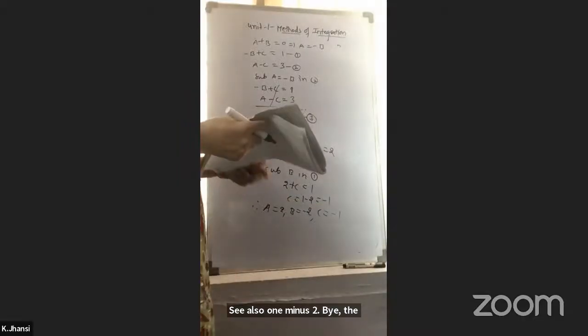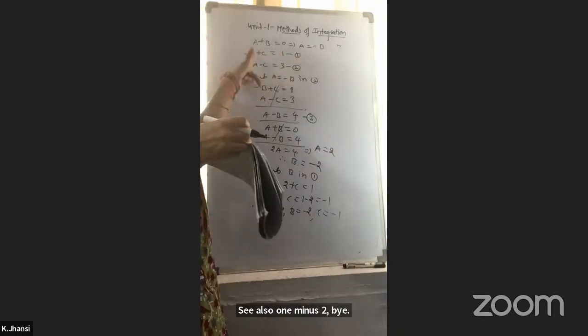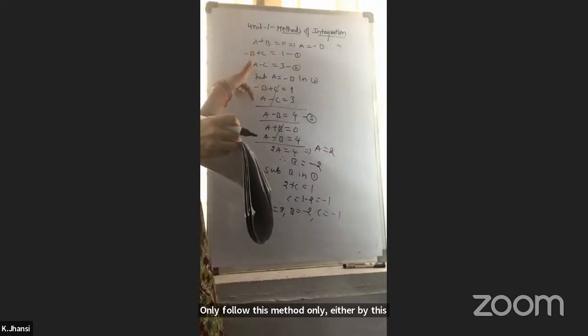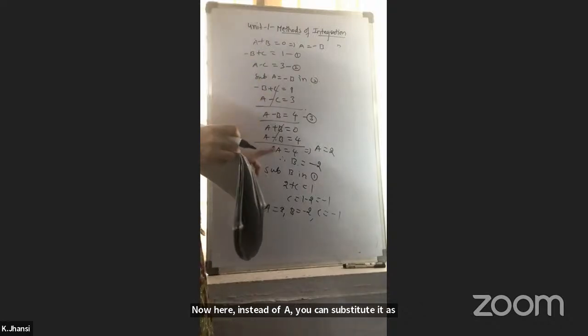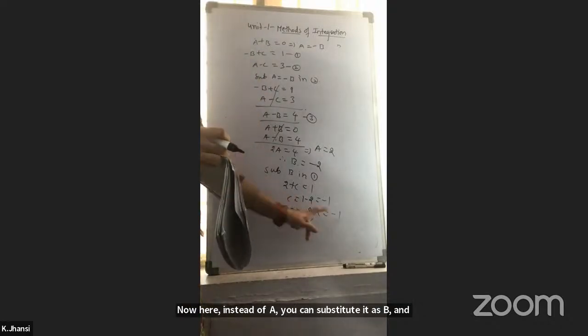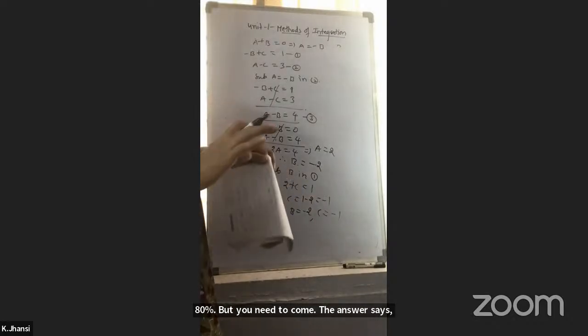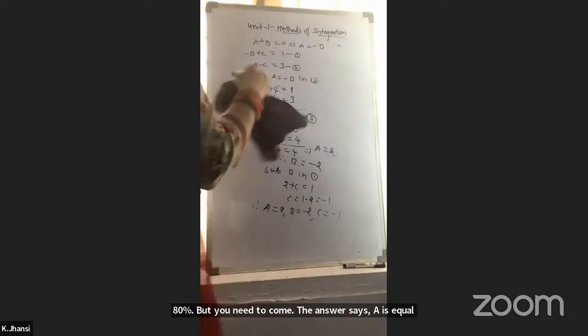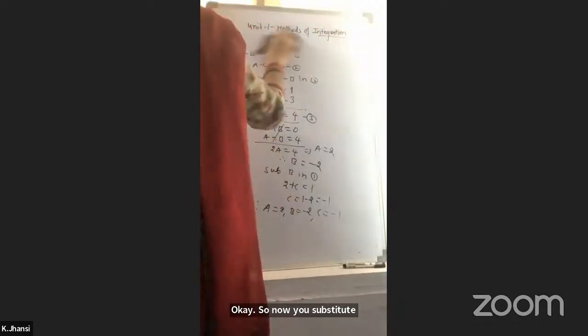You don't need to follow this method only. You can substitute it as B instead of A, and then cancel, and you can do any procedure, but you need to get the answers as A equals 2, B equals minus 2, and C equals minus 1. Okay. So now you substitute these A, B, C values in the partial fractions.